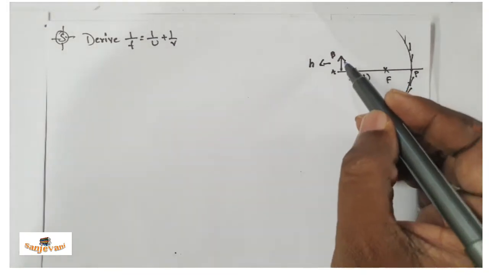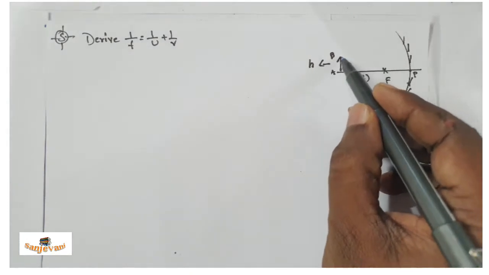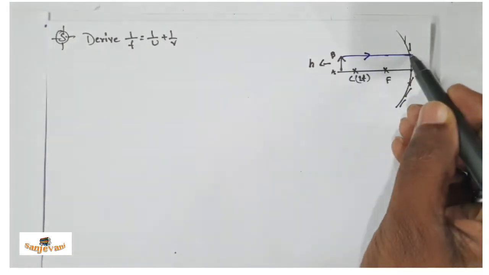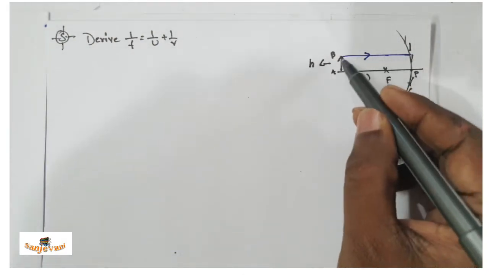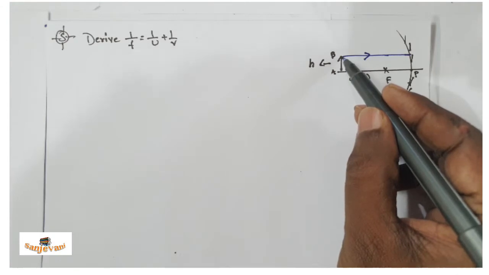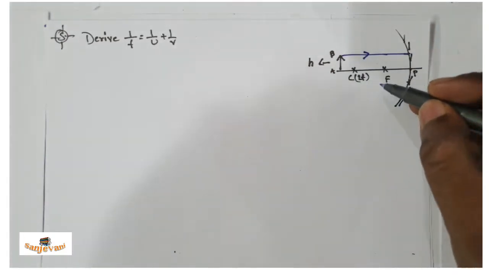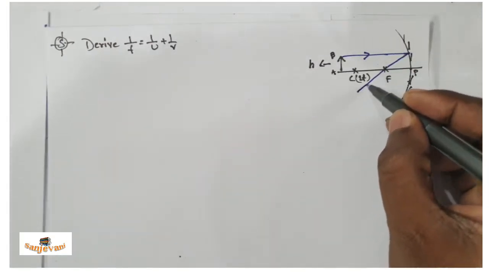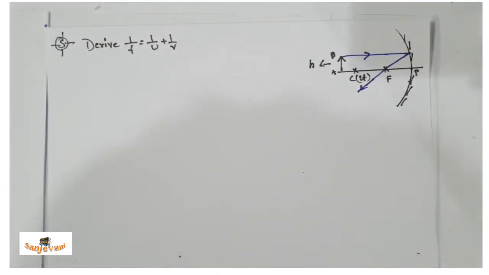Now I am going to draw a ray which is parallel to the principal axis. Parallel to the principal axis, I have drawn a ray. This is the incident ray. After incidence on the surface, it is going to reflect. Which path according to rule 1? If the ray is parallel to the principal axis, after reflection it passes through the focus. Yes, in this manner it passes through the focus. Very good. Let me draw the second ray.